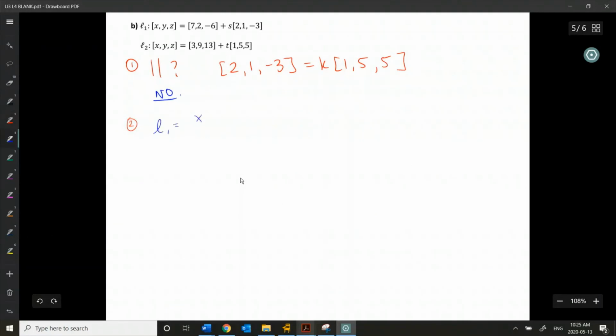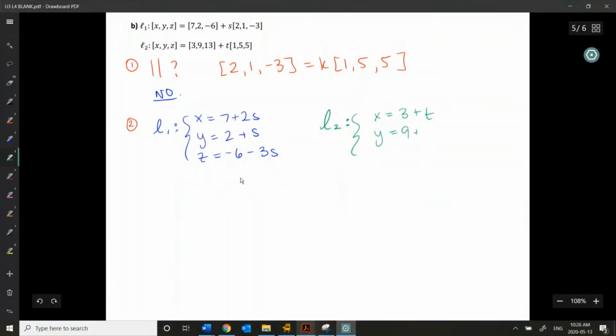So if they're not parallel, we are going to take each of our lines and we're going to set up parametric equations for each of these guys. Take a quick second to do that. Okay, and same thing for line 2. Okay, now we want to take each of these and we want to find where the x's are equal, y's are equal, and z's are equal. So I'm going to create 3 equations.